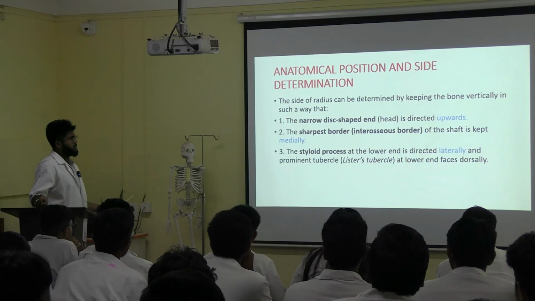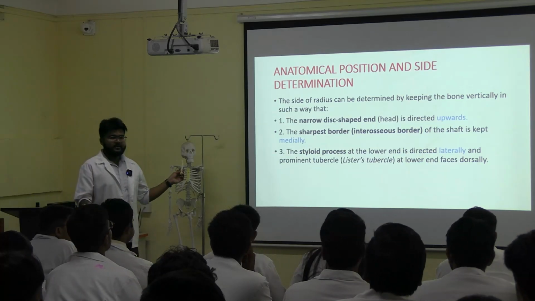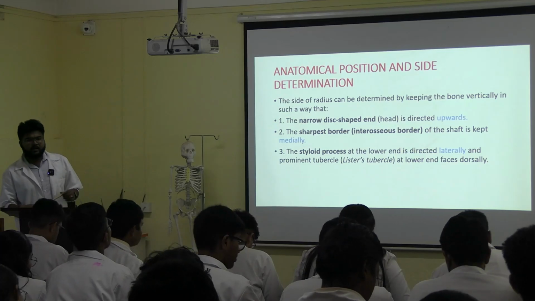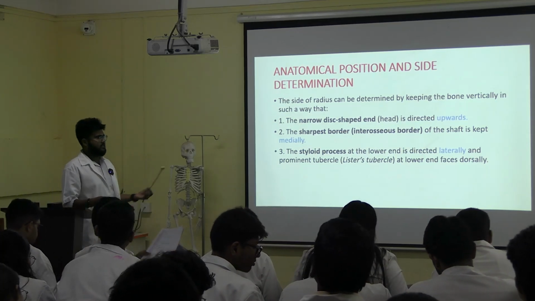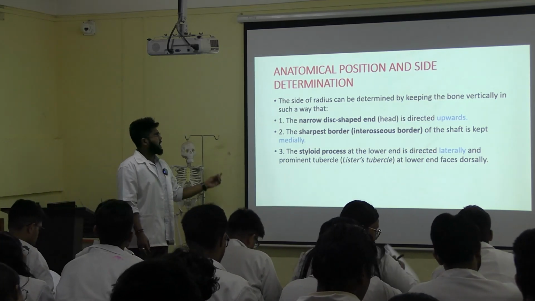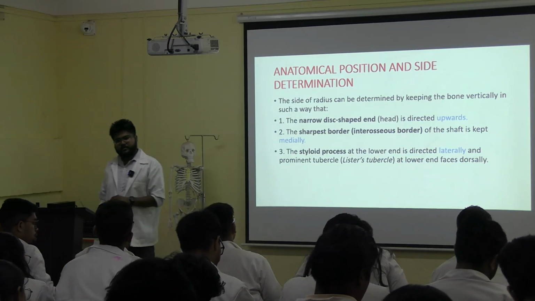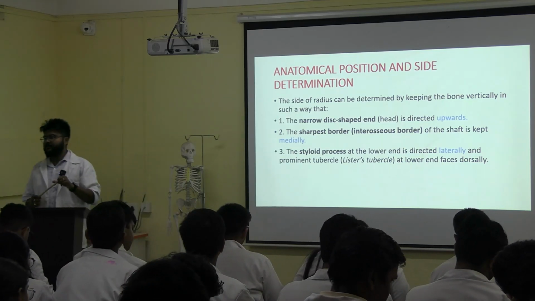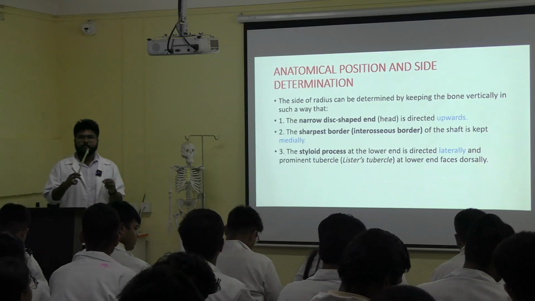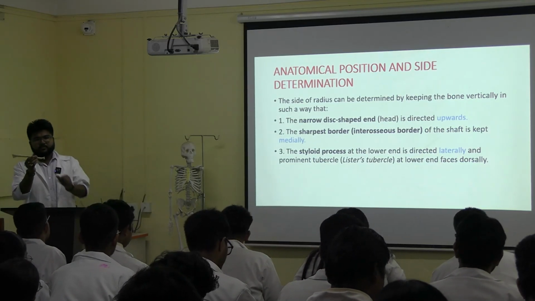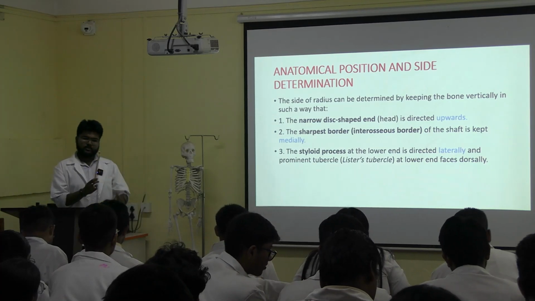Next, the anatomical position. Write it down. This is very important. One by one, we have to discuss like this. First, the narrow disc-shaped head is always present upward, meaning the head of the radius is always upward. So you hold it like this, not like this, because the head is always upward.